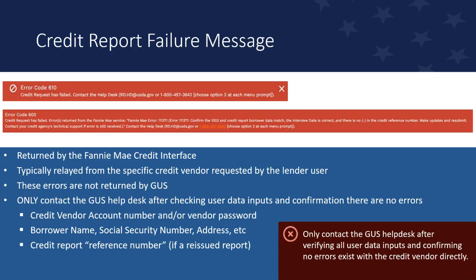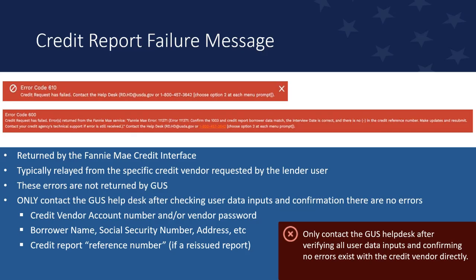Credit report failure messages are directly from Fannie Mae. These are not GUS messages. If the service is down, the generic message will display, contact the help desk. Please include a screenshot print of the error message. Otherwise, Fannie Mae will return this specific error with the request. Users should check data inputs such as the credit report reference number, the credit vendor account number, and or the credit vendor password. Check the borrower's name, your social security number, the borrower's address, and confirm there are no errors.